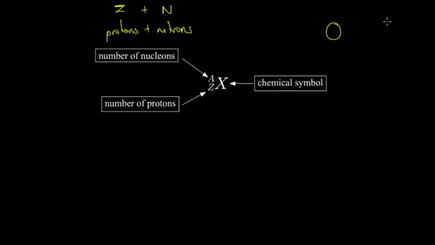Okay, so hydrogen, then you say 1 1. It simply means that hydrogen has how many protons? 1. And how many neutrons? It also has 0. Okay, so why? Because Z plus N equals 1. So this is how we'd write hydrogen.